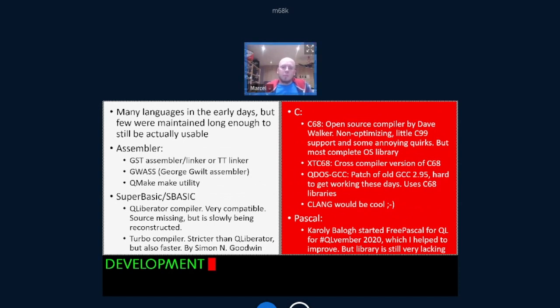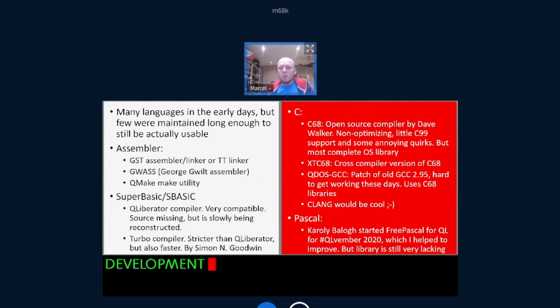On C, there's more or less only one option. This is the C68 compiler, which is an open source compiler written by Dave Walker and back then his brother, I think. It's really old. It hasn't been updated in a long time. It's non-optimizing. It has a little bit of C99 support, but a few things are very annoying. But it has the most complete operating system library. And it's the compiler I use when I use C.